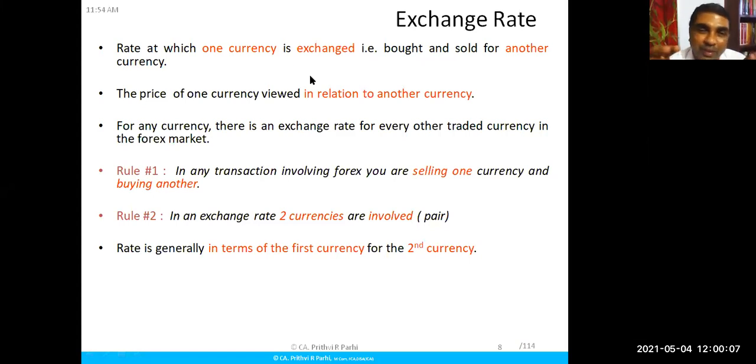For any currency, let us say for dollar, it has got a rate for every other currency. It has got a rate for rupee, for taka, for pound, for euro, for yen. For all other trading currencies, it has got a rate. That is called exchange rate.